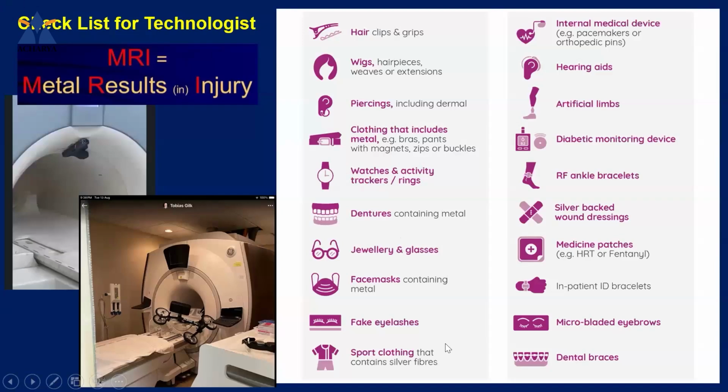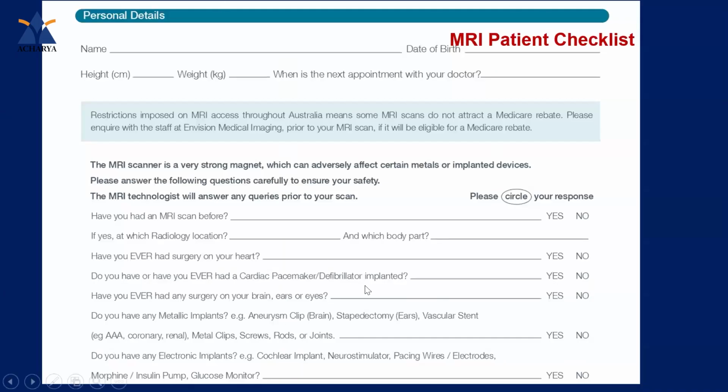Before doing the MRI, check all these things: hairpins, pins, wigs, clothing that includes metals, watches and activity trackers, rings, dentures, jewelry, glasses, face masks, eyeglasses, hearing aids, artificial limbs, diabetic monitoring devices, RF ankle bracelets, silver-packed wound dressings, medicine patches, inpatient ID bracelets, microblade eyebrows. If anything is there, the patient should not be allowed to enter the magnetic bore, that means zone 4. Always before doing the MRI, this is an important role of the technologist. You have to check this list and document it. Then only you allow the patient inside the magnetic bore.